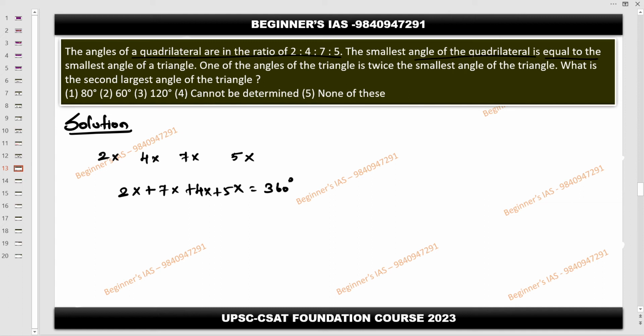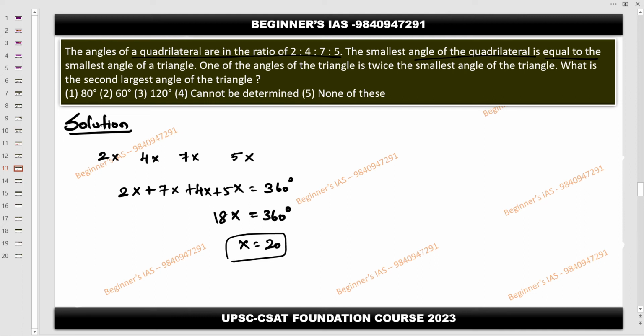We can find x here. So what is x? Totally 18x is equal to 360, so x is equal to 20.